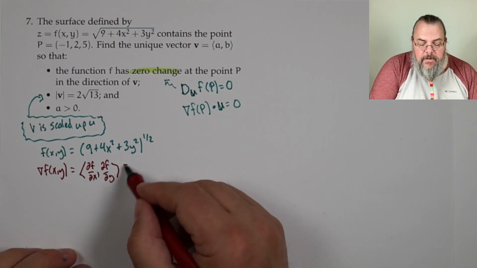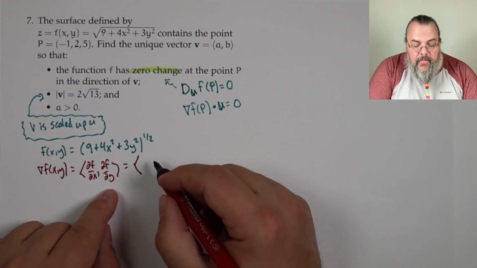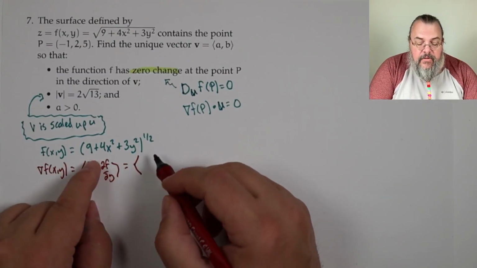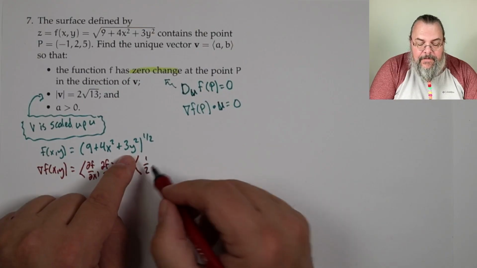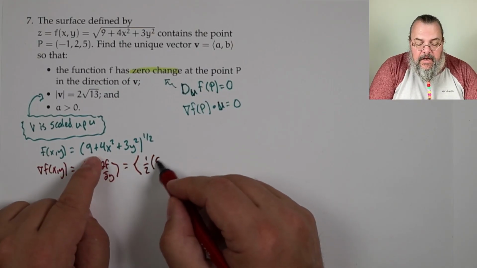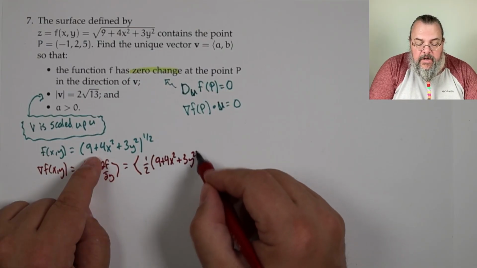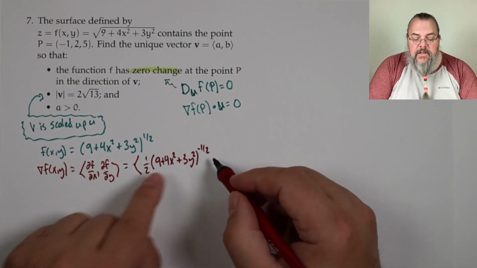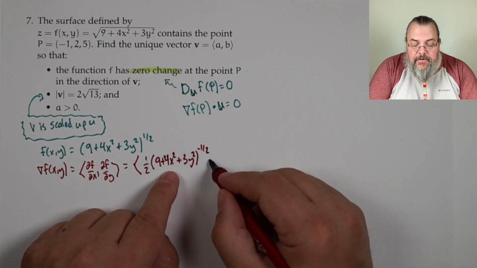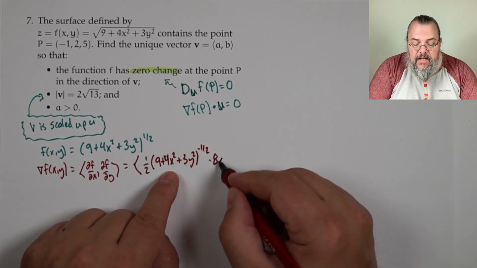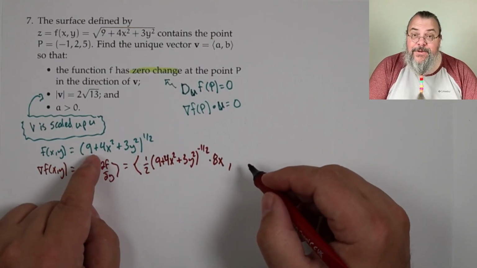So that's just a reminder of what we're going to be doing. It's a vector, so we need a vector. So take the derivative with respect to x. We're going to do chain rule, treat y like a constant. So 1/2 times (9 plus 4x squared plus 3y squared) to the minus 1/2 times the derivative of the inside, which is 8x, because we're taking the derivative with respect to x. Comma, partial f, partial y.